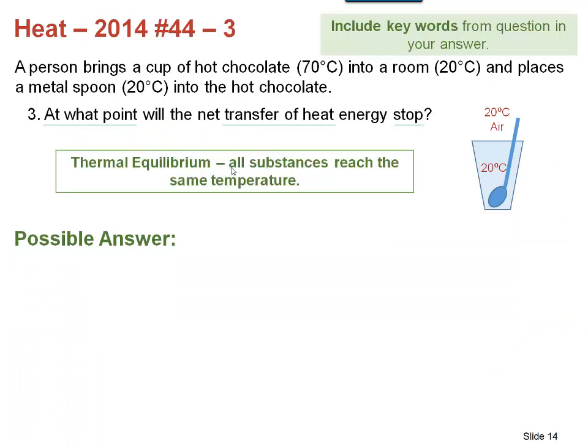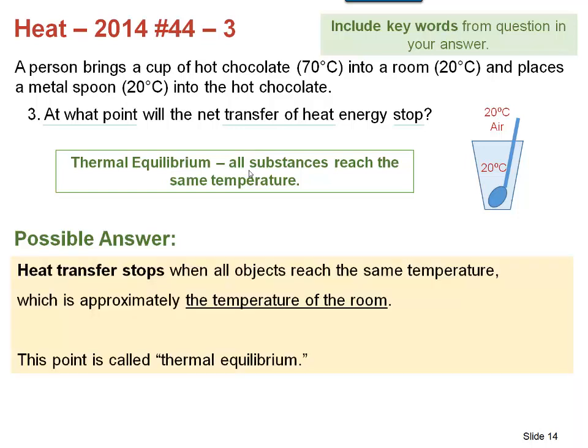Thermal equilibrium is when all substances reach the same temperature. Heat transfer stops when all objects reach the same temperature, which is approximately going to be the temperature of the room. This point is called thermal equilibrium. Because the room is so large, the temperature of the air is not going to increase very much from a small cup of hot chocolate. However, the temperature of the hot chocolate is going to decrease down to approximately room temperature.